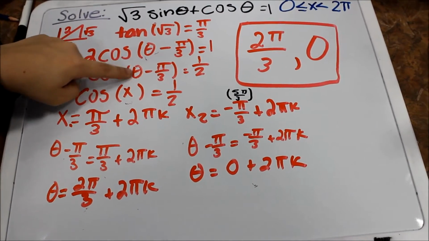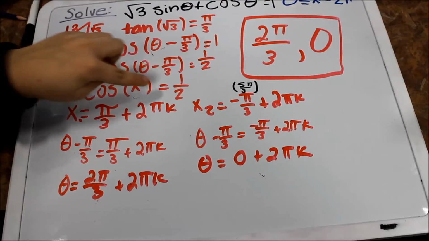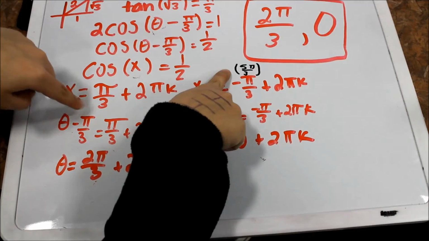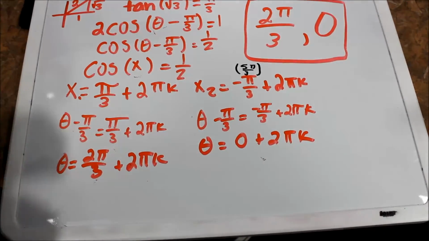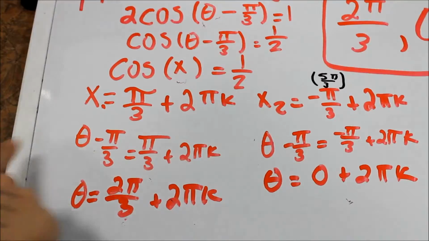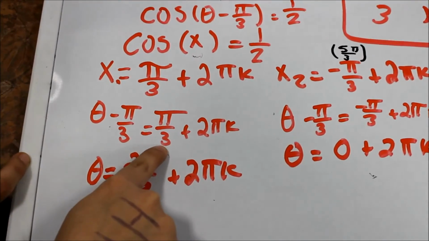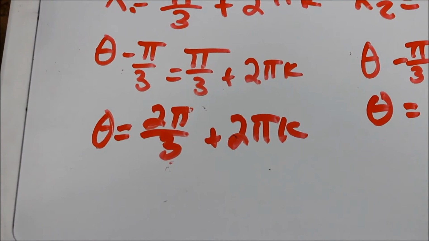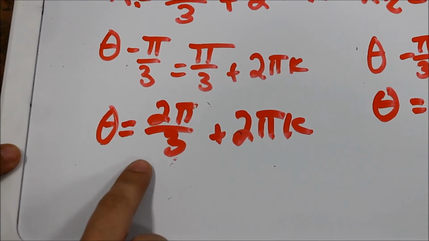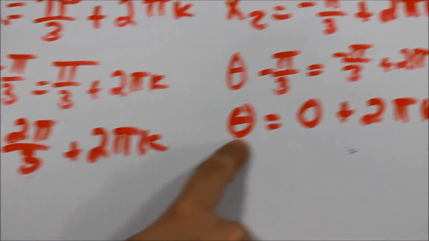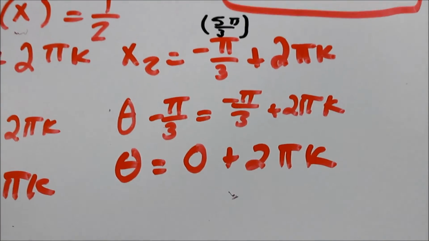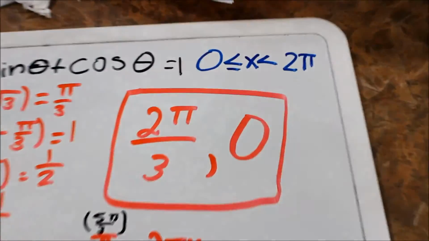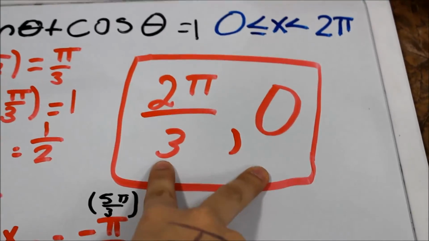Then I substituted this for x, and cosine equals 1/2 at pi over 3 and negative pi over 3, or 5 pi over 3, but 5 pi over 3 and negative pi over 3 are coterminal. I set whatever x was equal to the answers I got and solved for theta. So for the general solutions, I got theta equals 2 pi over 3 plus 2 pi k, and theta equals 0 plus 2 pi k. And since you can't add 2 pi k to either of these because it goes outside of your given interval, you're left with these two answers.